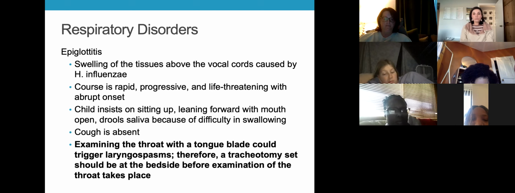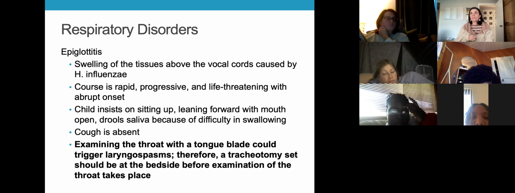It is crucial that we never examine the throat unless we have an alternative airway established. So if we place a tongue blade in the child's mouth, we can trigger a laryngospasm, and their airway will completely collapse on you. So most of the time we'll have to have either a tracheostomy in place or at least have them intubated before we even assess the throat.